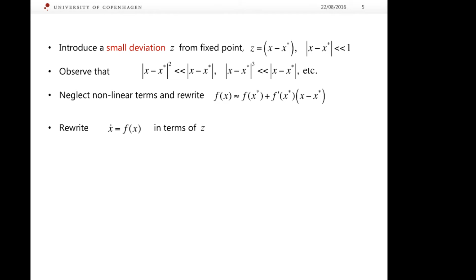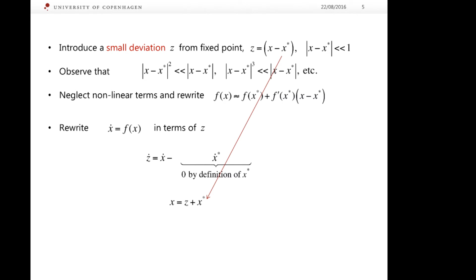Next, we would like to rewrite the equation describing our dynamical system in terms of the small deviation z, as follows. We take the expression for z and differentiate it with respect to time, and that's what we obtain, and we observe that the time derivative of the fixed point, x star dot, must be equal to zero by definition of the fixed point.